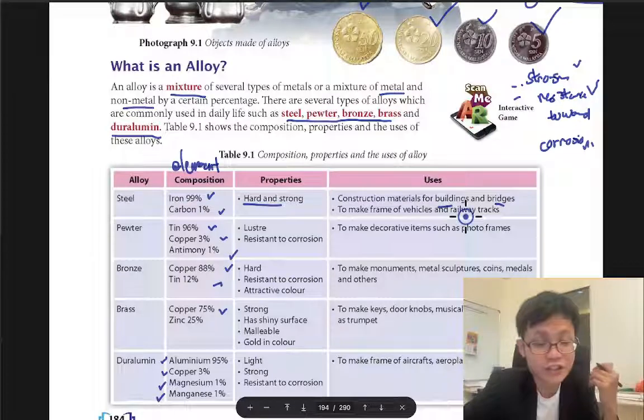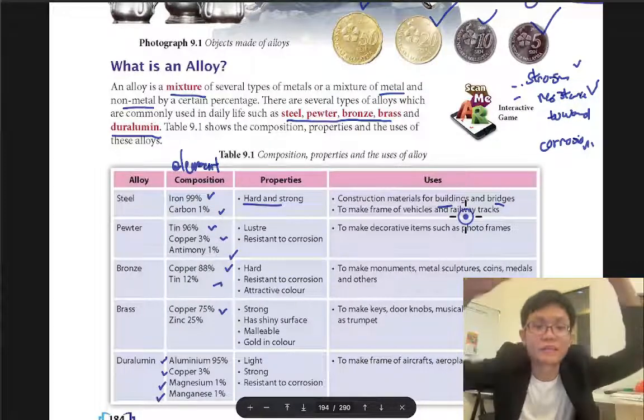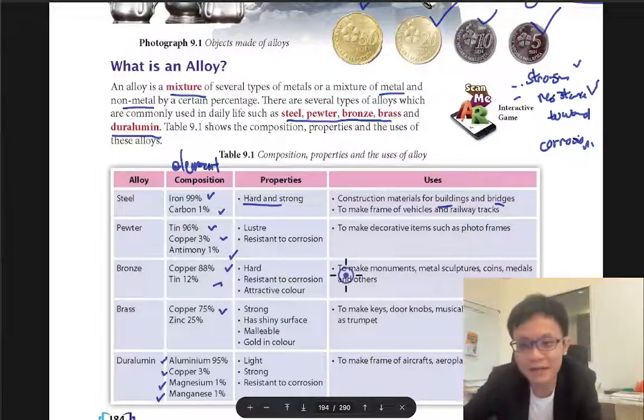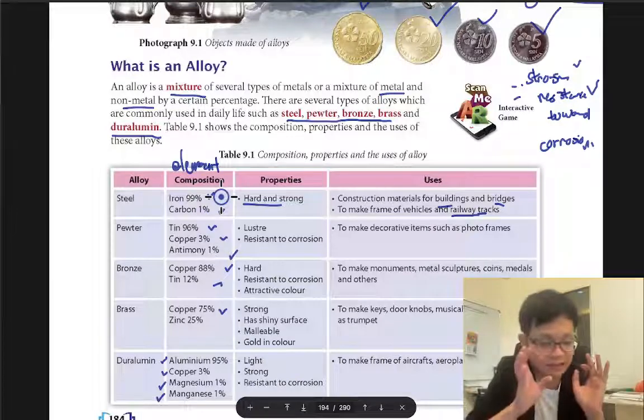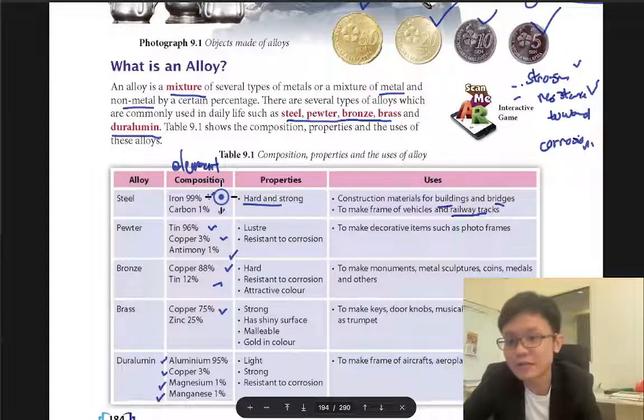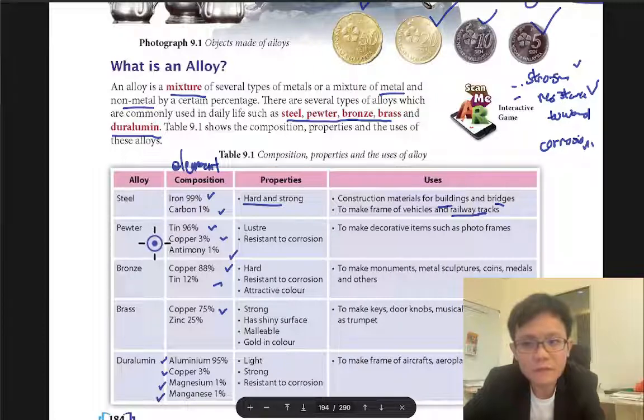You see the bridge, the big bridge, the big metal is usually steel, to make frame or railway track. So of course it's 99%, 1%. They do experiments, okay? They do 98%, 2%, 97%, 3%, 94%, 6%, they really do. And the best they get is 99 and 1. So this is the strongest that they already calculated. So that's why they do it like that, to make the steel hard and strong.